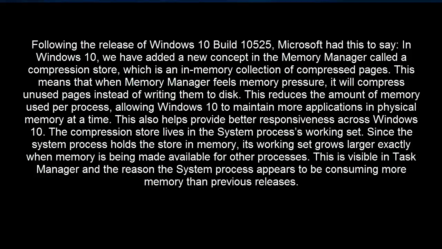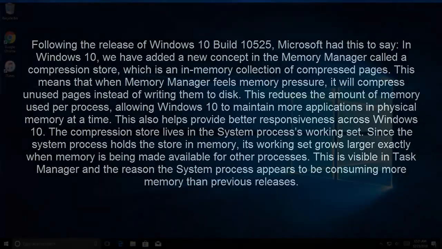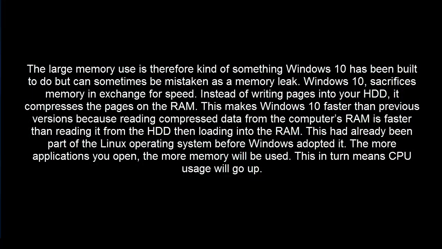The compression store lives in the system process's working set. Since the system process holds the store in memory, its working set grows larger exactly when memory is being made available for other processes. This is visible in Task Manager, and the reason the system process appears to be consuming more memory than previous releases. The large memory use is therefore something Windows 10 has been built to do, but can sometimes be mistaken as a memory leak.